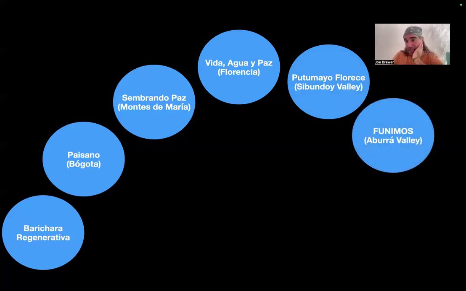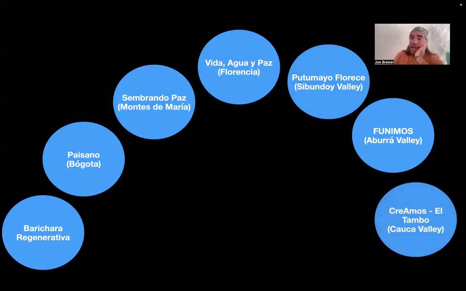Funimos, which is in Medellin and the surrounding area in the Aburrá Valley. And Creamos, which is in the Cauca Valley in El Tambo, which is sort of close to Cali in the southwestern part of the country.